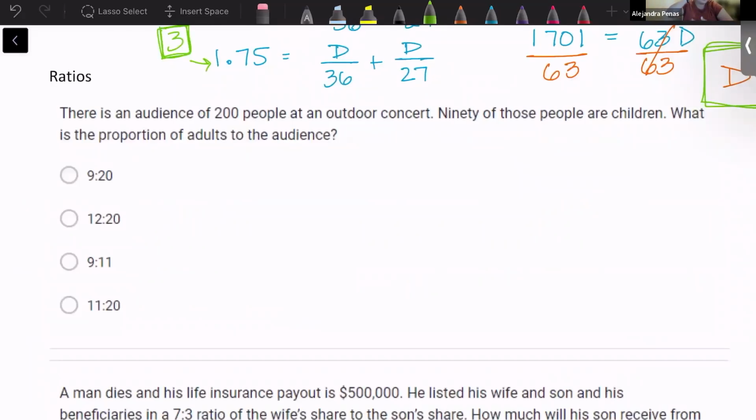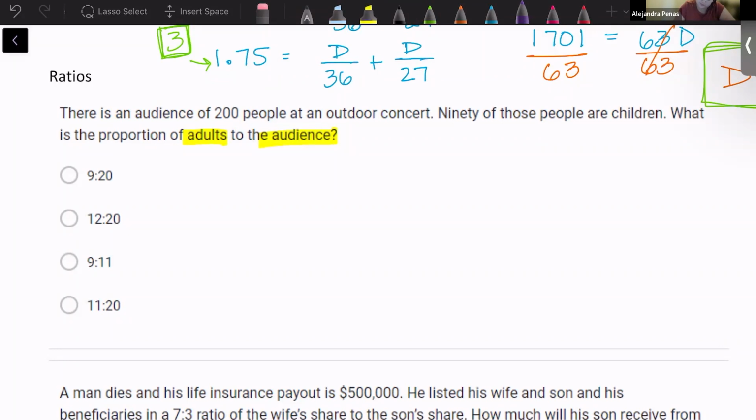So ratios, we're going to solve ratios the same way we solve proportions, the same way we solve percents, the same way we solve rate problems, which is using proportions. So there is an audience of 200 people at an outdoor concert. 90 of those people are children. What is the proportion of adults to the audience? So they're telling you, you're going to divide adults compared to the audience.